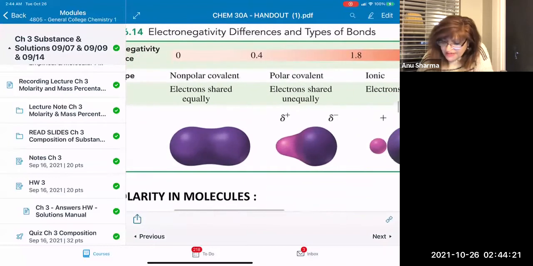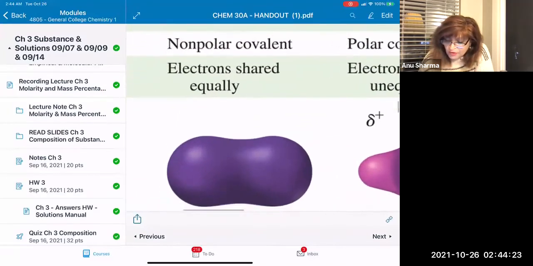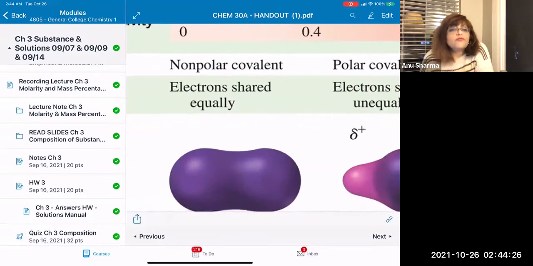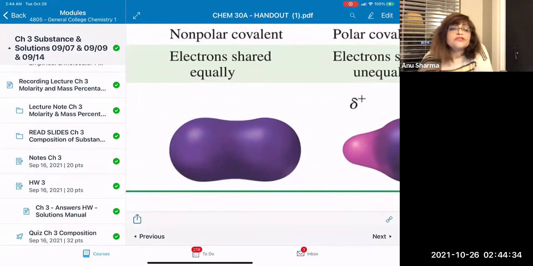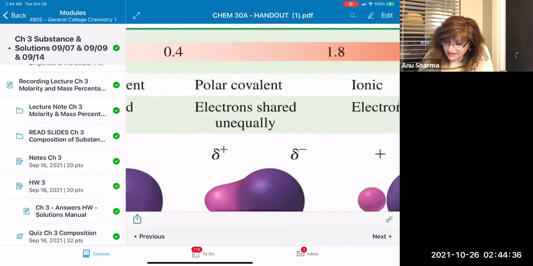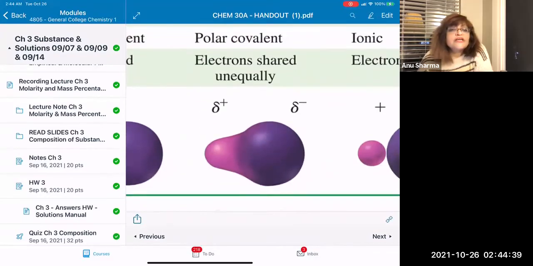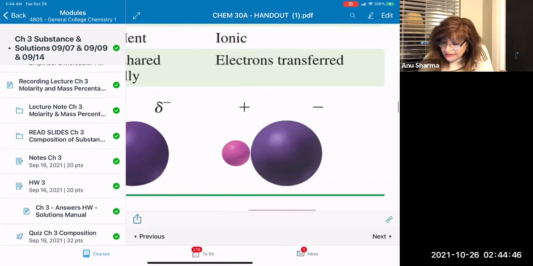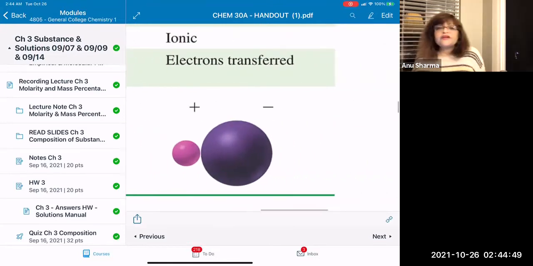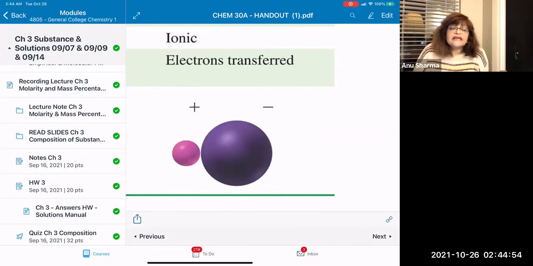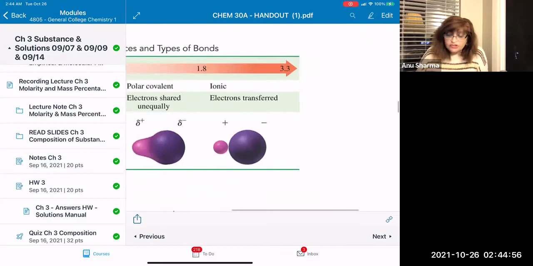Next is, as you can see, a non-polar covalent bond is formed by sharing, but the electrons are shared equally. That is why the electron cloud is distributed equally. Next is the polar covalent compounds, in which the electrons are shared unequally, as a result of which it forms a delta positive and a delta negative charge. Then comes the ionic compounds, in which the electrons are transferred 100%. So in that case, this is the charge distribution.